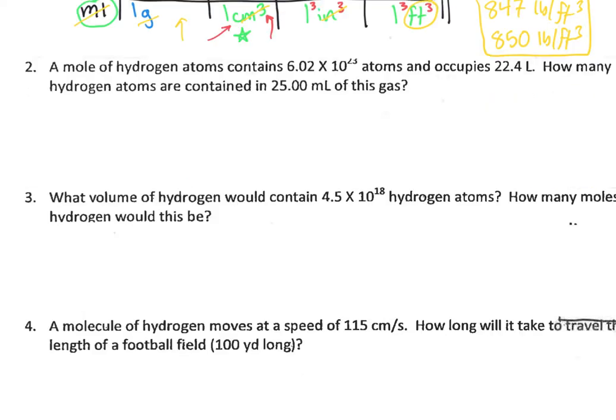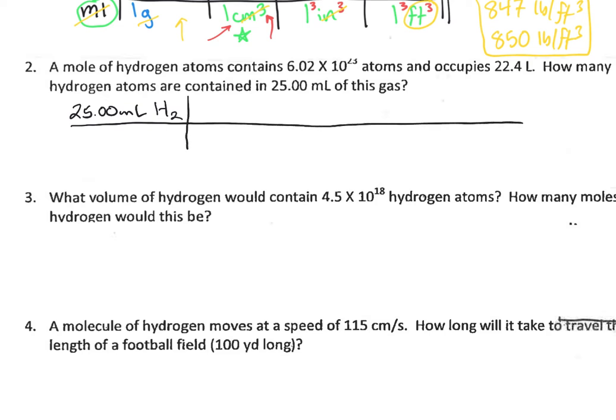A mole of hydrogen atoms contains 6.02 times 10 to the 23rd atoms and occupies 22.4 liters. How many hydrogen atoms are contained in 25.00 milliliters of this gas? Okay, so let's start out with 25.00 milliliters of hydrogen. Now you may not know this, but it's actually H2, but that's okay. I would highly suggest always writing the number, the unit, and if there's a chemical species, write that too. There's not going to be anything on the bottom here because we're just starting out with volume.